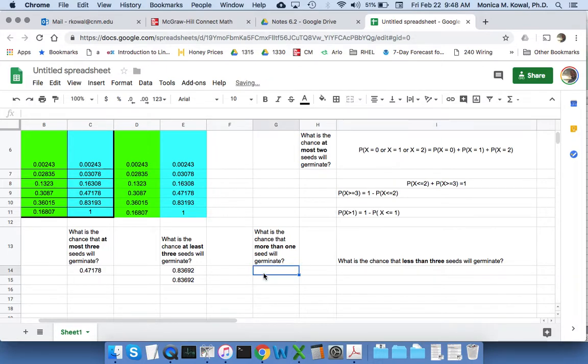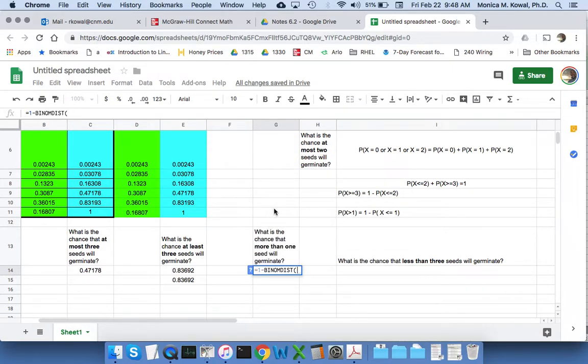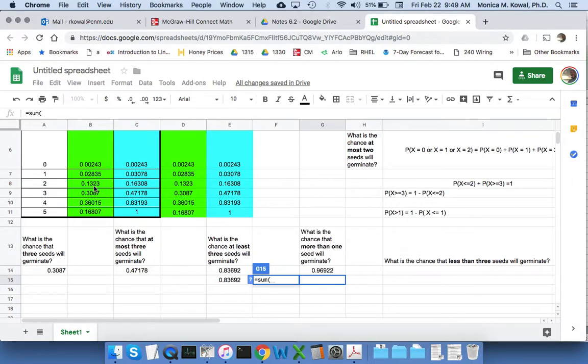And so putting that into the calculator, we have equals 1 minus bin dist. We want 1, we want 5 trials, 0.7 success, and we do want to sum up in that case. And so you can see, what's the chance that more than 1 seed will germinate? That should equal the sum of here to here, and you can see that's the case.